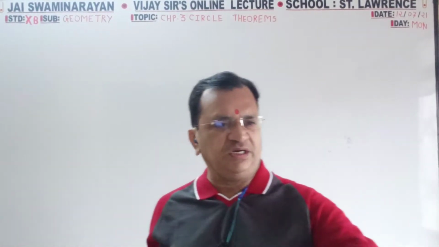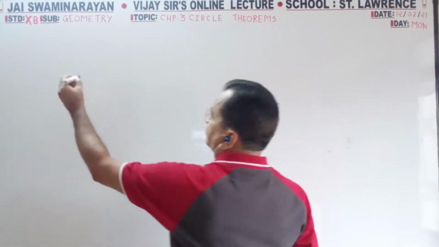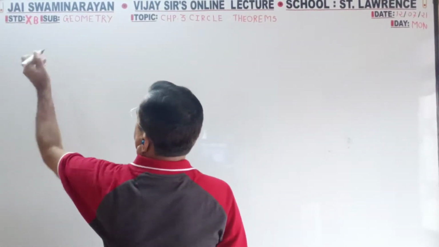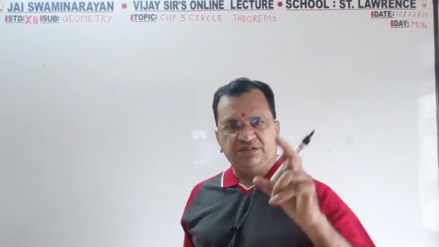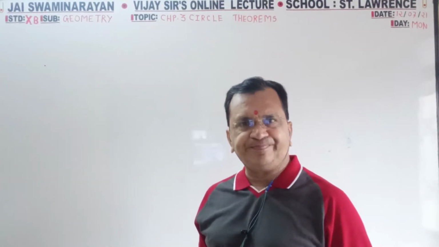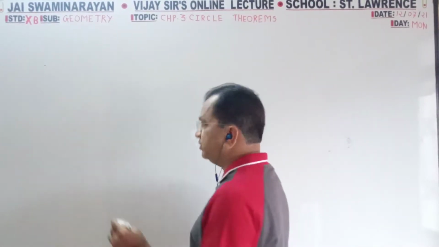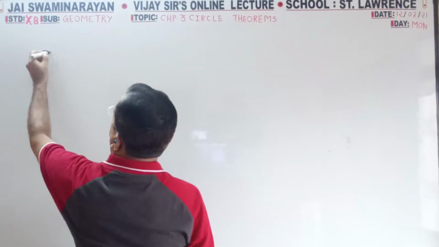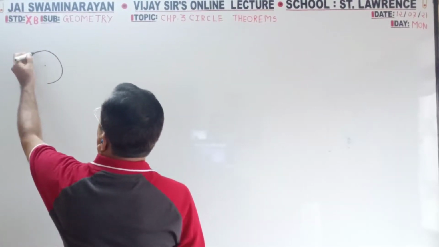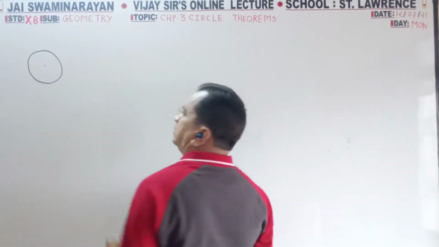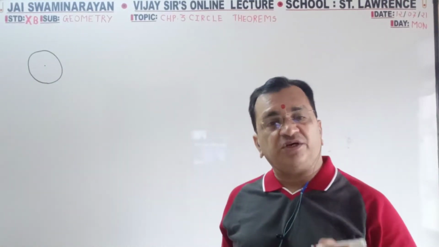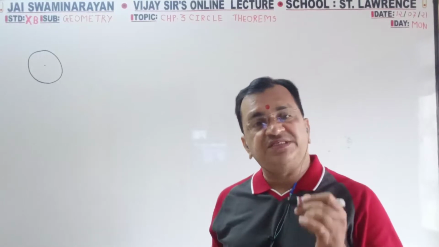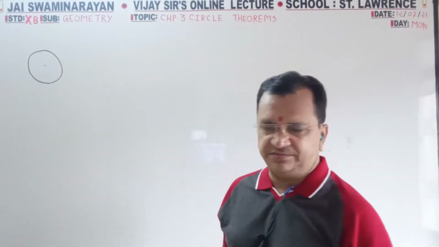To draw a circle you need one fixed point. This is known as the center. Then take the radius and draw the circle. So these are the set of points which are equidistant from the center.